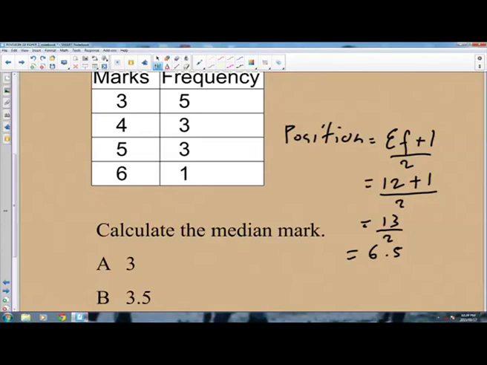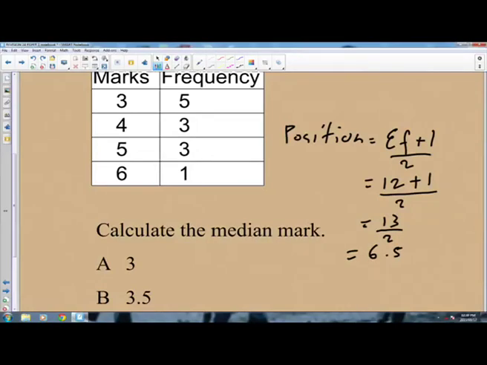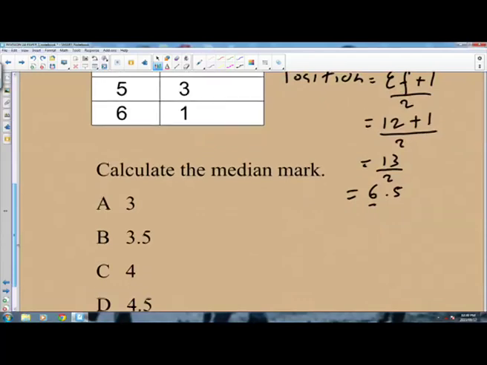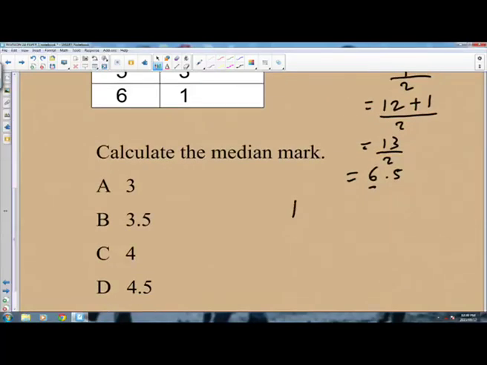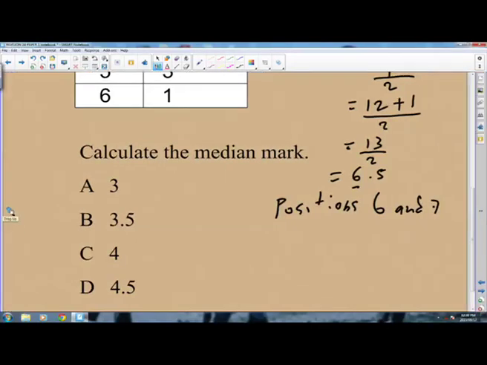Meaning the median is at position number 6 and position number 7. The question is, where does position number 7 come from? This is 6.5, meaning we are to consider position number 6, and then this is 6.5. If you round this 6.5 to the nearest whole number, it becomes 7. So it means we are to consider position number 6 and position number 7. So that's where the median is, positions 6 and 7. Then we go back to the frequency table.